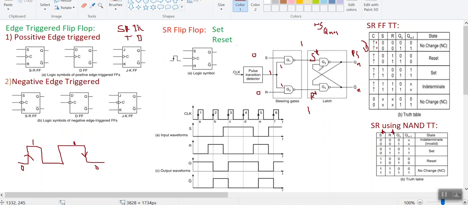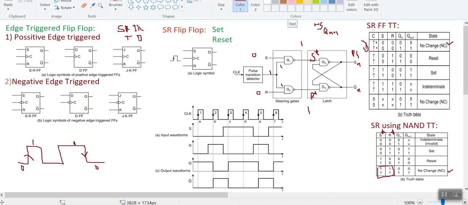Now we give this as input to the latch, therefore S is equal to 1 and R is equal to 1. What state is occurring here? No change state is occurring, so my Qn plus 1 is no change. When S star and R star are equal to 1, the state will become no change. No change means memory, so it is storing the 1 bit of information. This is our first case.